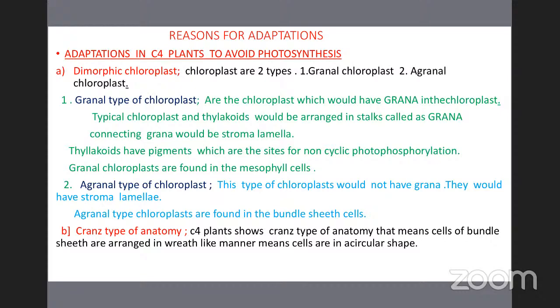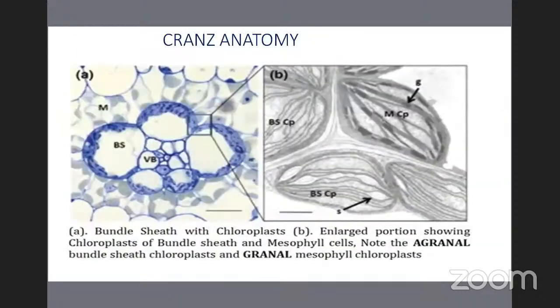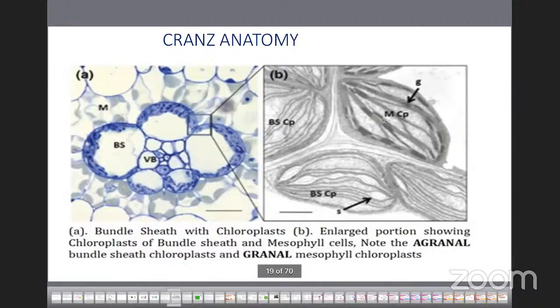The next, here, look at the diagrams. Here, two types of chloroplasts are there. See here, MCP, that means mesophyll chloroplasts. And here BSCP, that means bundle sheath chloroplasts. See, in this mesophyll chloroplast, granule stacks are there. They are appearing in dark color.